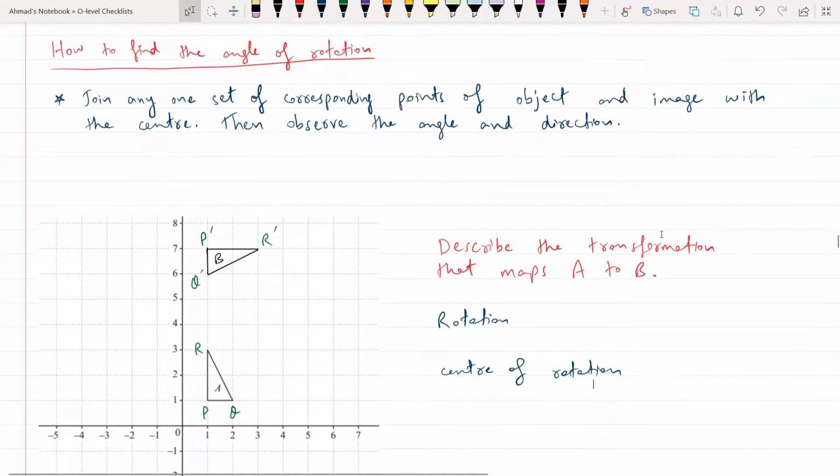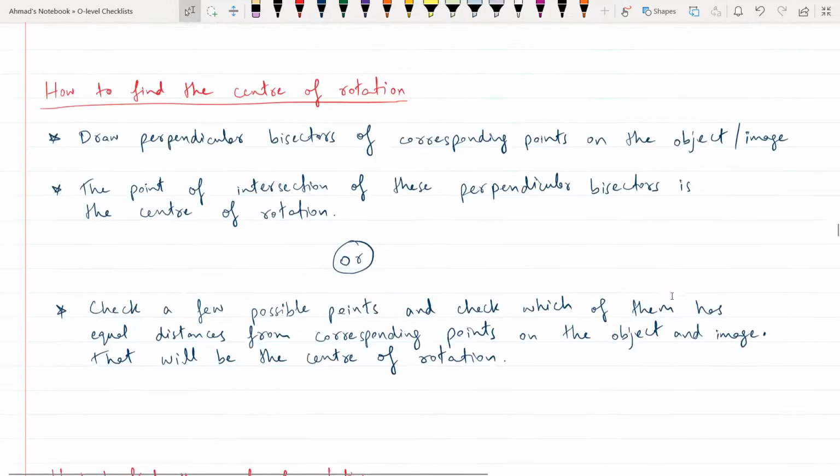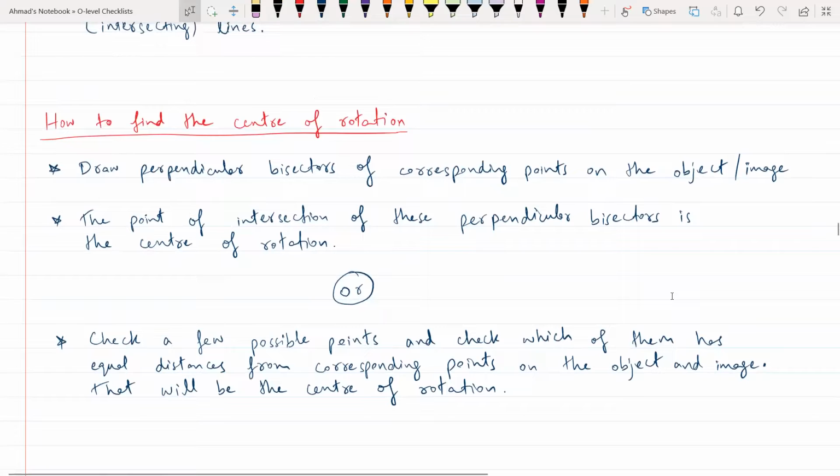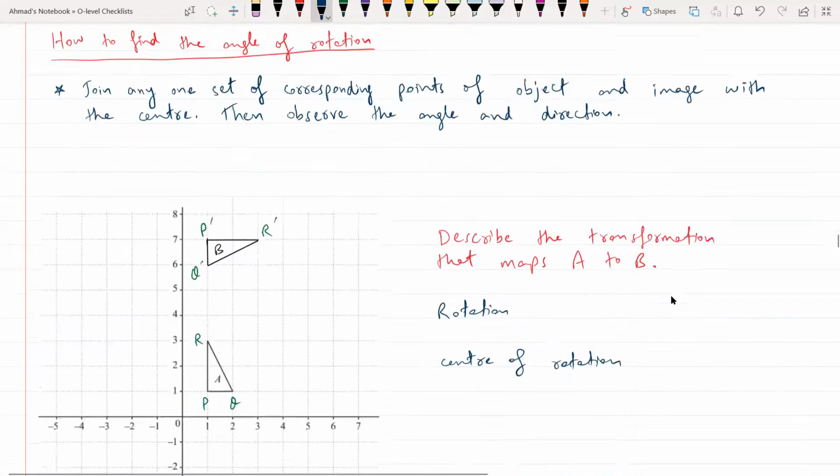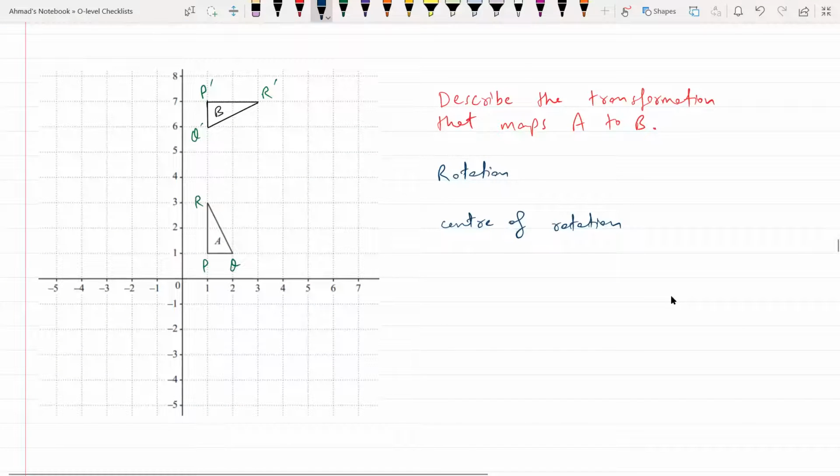अच्छा, इसमें आप क्या करोगे? सबसे पहले आपने सेंटर ऑफ रोटेशन फाइंड करना है. ठीक है, सेंटर ऑफ रोटेशन फाइंड करने का एक तो तरीका है, फॉर्मल तरीका, परपेंडिकुलर बाइसेक्टर्स आप ड्रॉ करेंगे. So you draw perpendicular bisectors of corresponding points on the object and the image. So for instance, P और P dash का परपेंडिकुलर बाइसेक्टर बनाएंगे आप सबसे पहले. Right, so P and P dash perpendicular bisector, that's going to look something like this.